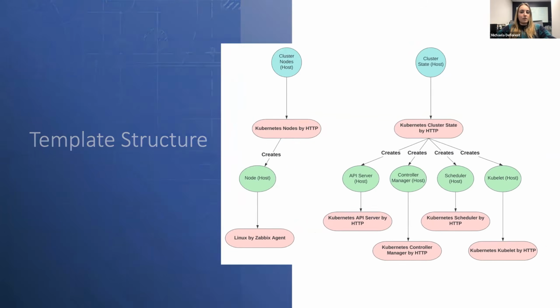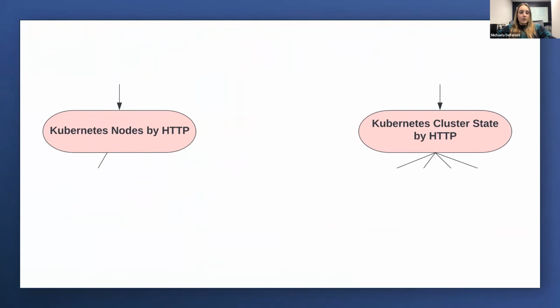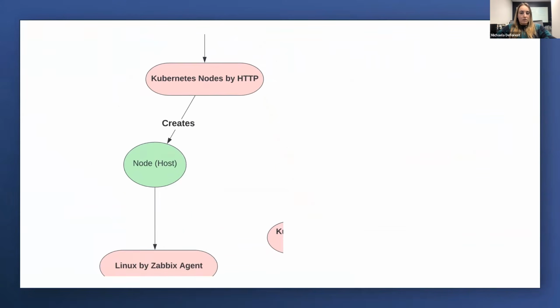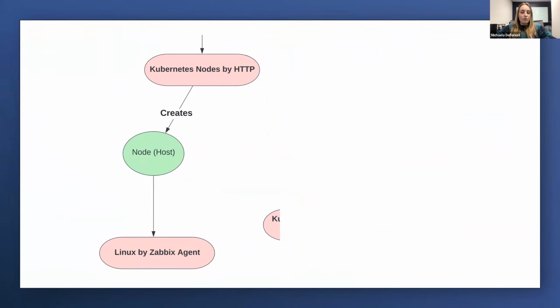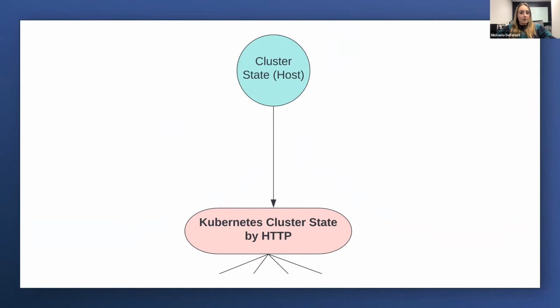Now let's go over the structure of the templates because it is fairly complex. These two templates in the center of the diagram should be connected to two individual hosts. Kubernetes nodes by HTTP is linked to a host to represent the cluster's nodes. It will discover nodes and create hosts for them with the Linux by Zabbix agent template linked. The Kubernetes cluster state by HTTP template is connected to a host representing the cluster state.